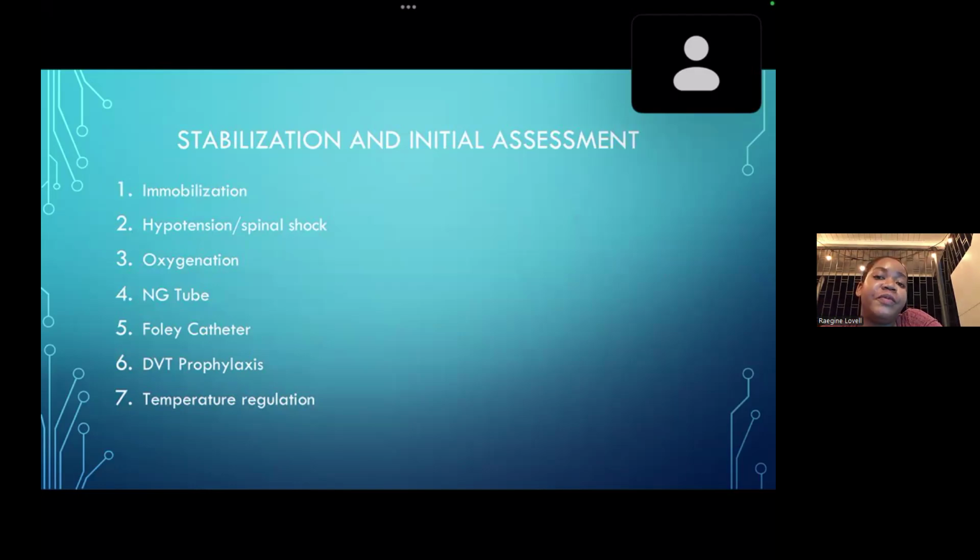Oxygenation, of course, trauma patients need supplemental oxygen. NG tube may be used to prevent aspiration, Foley catheter, so that we have ins and outs, and also to prevent urinary retention in patients. DVT prophylaxis, particularly mechanical prophylaxis, as well as temperature regulation, should be taken into consideration in initial assessments.